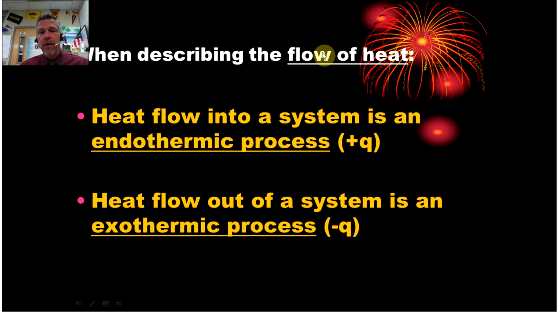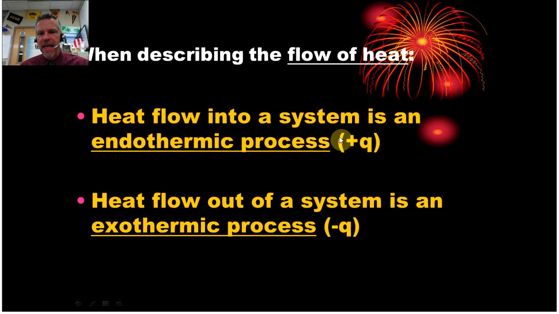When we talk about the flow of heat, when heat flows into a system, for example, that beaker sitting on the countertop, maybe that's where your reaction is going on. If heat flows into a system, it's called an endothermic process. Endo means inside and thermic refers to heat. So endothermic means taking in heat. So heat flows in, that's an endothermic process. And when we do calculations, by convention, an endothermic process is shown with a positive Q.